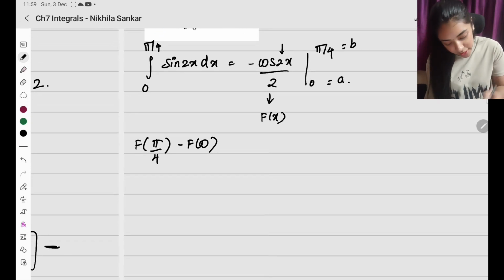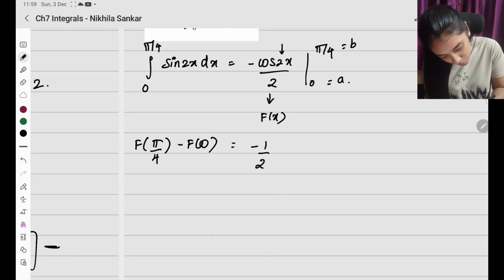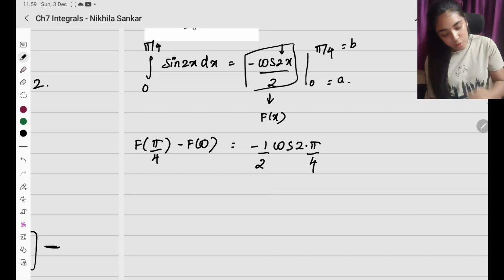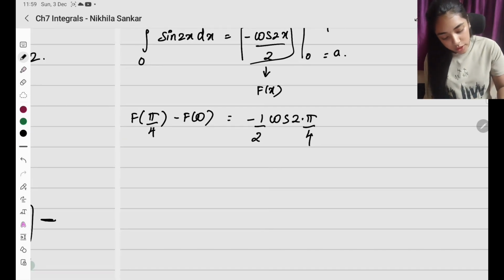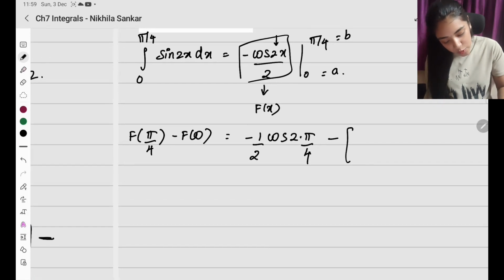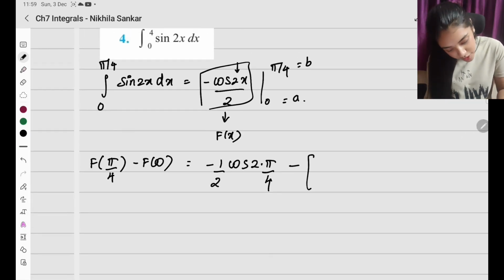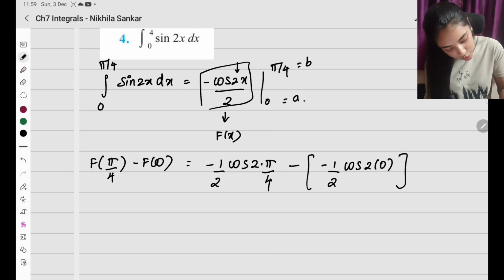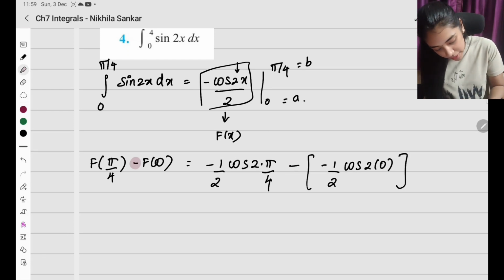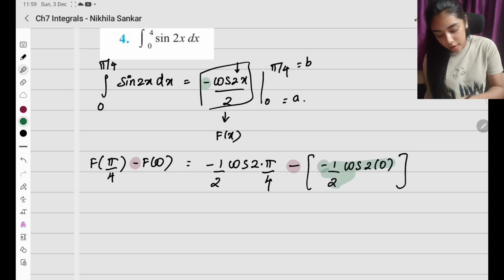When I substitute the values, what do I have? Minus 1 by 2 cos 2 times pi by 4. So 2 times pi by 4. What is my f of x? This is my f of x. So minus 1 by 2 cos of 2 times pi by 4, minus open bracket f of 0. F of 0 is minus 1 by 2 again, cos 2 into 0. You understand? This minus is from f of 0.